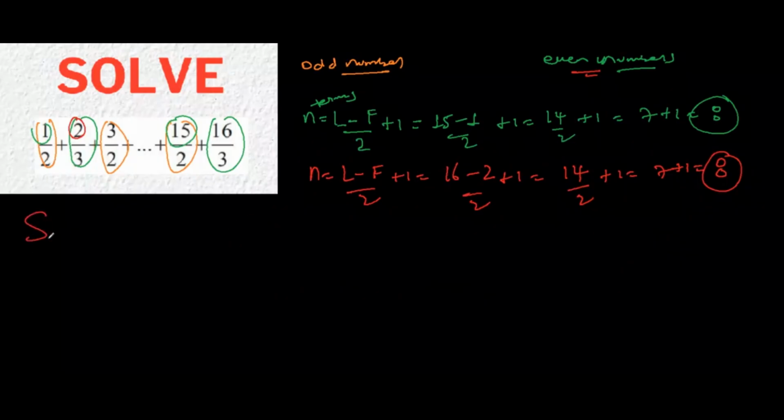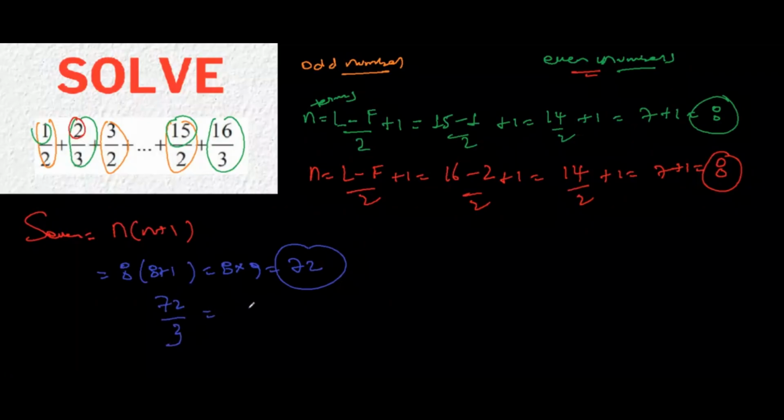To sum up even numbers, you have to use this formula, n into n plus 1. So that means just 8 into 8 plus 1, which is 8 times 9, that is 72. After finding 72, as is shown here, for the even numbers, 2 over 3 up to 16 over 3, the denominator is 3, so 72 divided by 3 will be 24, right? 3 times 4 is 12, 3 times 2 is 6, 6 plus 1 is 7, so 24 for the first one.